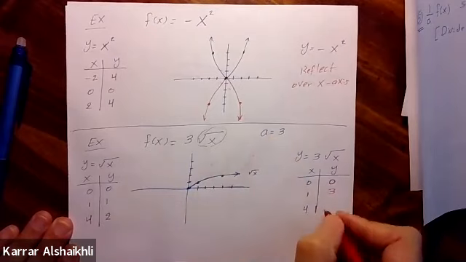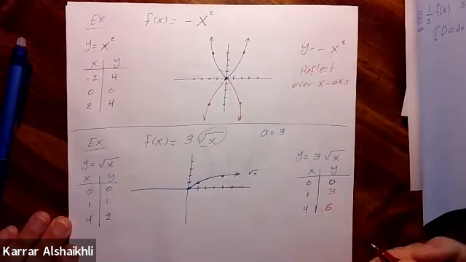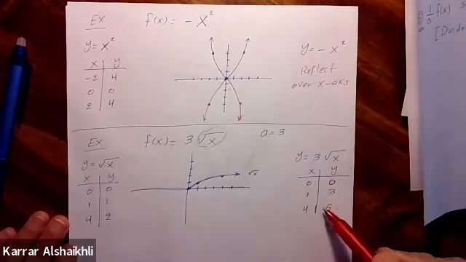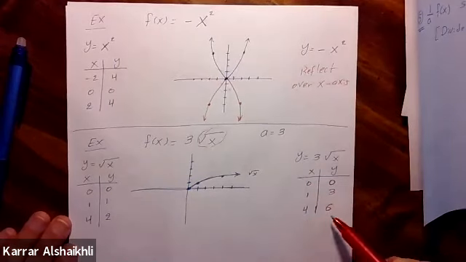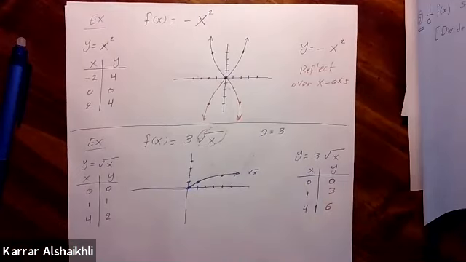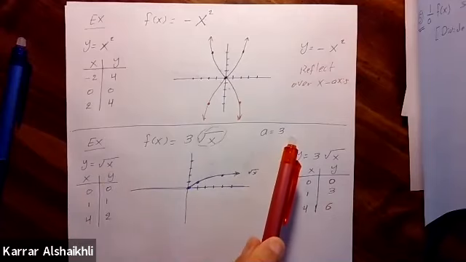2 times 3 is going to be 6. So I'm going to use these points, x, y, x, y, x, y, to get the new graph. How do I get the new points? The x coordinate is exactly the same. The y coordinate, I'm going to multiply each y coordinate by a.